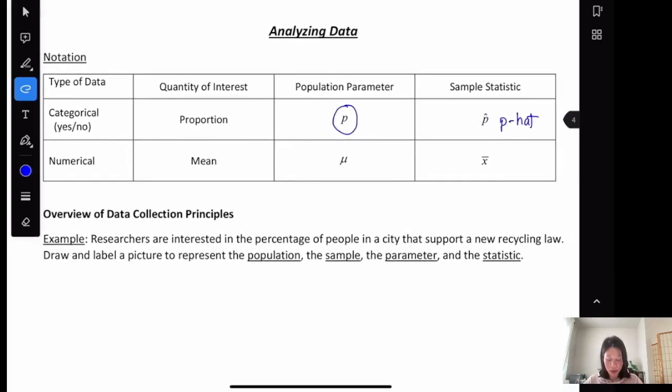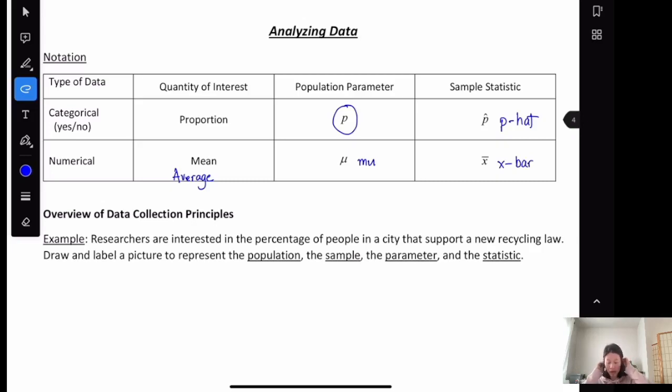For numerical data, we are more interested in the mean. Mean means average. For the population mean, we use mu. This is the Greek letter mu. And the sample statistic is x bar.